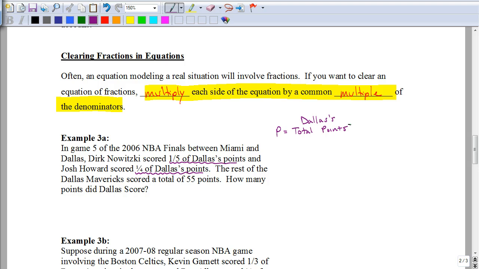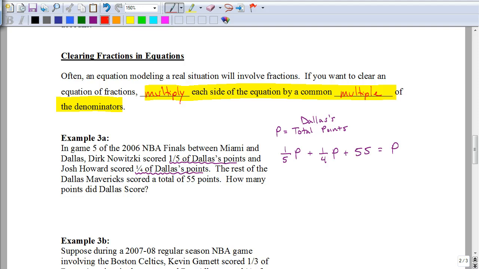So now when it says that Dirk Nowitzki scored 1/5 of Dallas's points, I can represent that as 1/5 P. We would add to that the number of points Josh Howard scored. Well, he scored 1/4 of Dallas's points. Well, if I add to that the number of points the rest of the team scored, the rest of the team scored 55 points. If I add up how much Dirk Nowitzki scored, plus how much Josh Howard scored, plus how much the rest of the team scored, that total is going to give me how many total points Dallas scored. P.